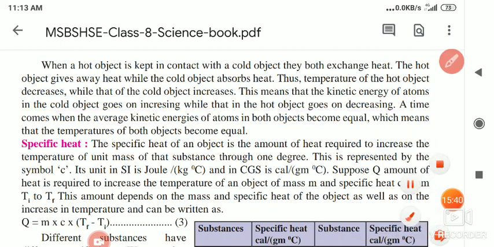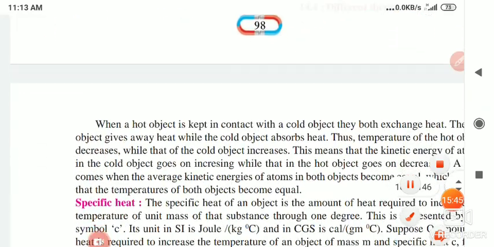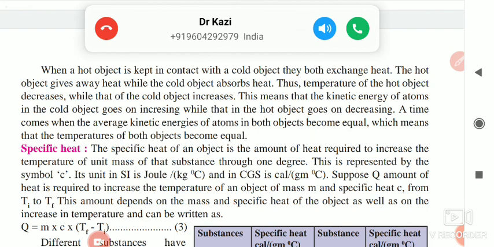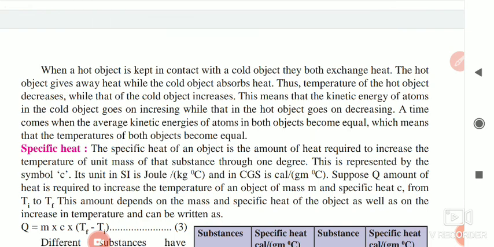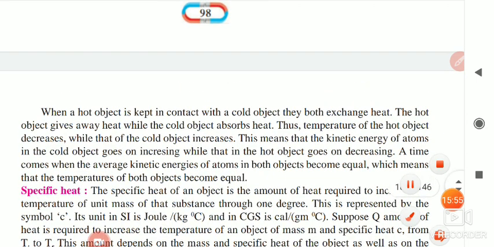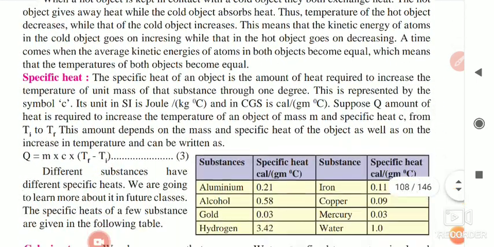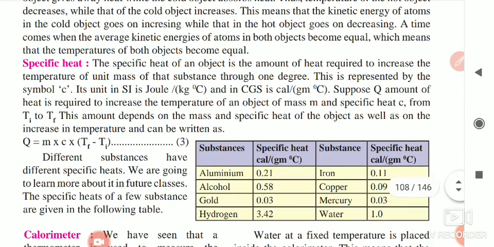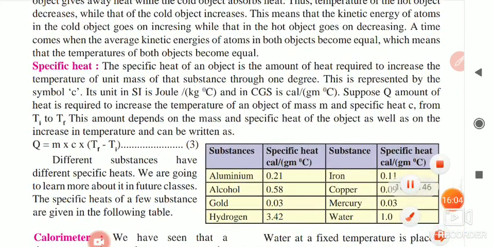So that is today's part, where we understood the different types of thermometers and the exchange of heat. The next part, specific heat, we will see in our next lecture. So today we are going to stop here. The next part of the lesson will continue in our next lecture, and that part is specific heat and how to calculate the specific heat, which I will teach you in our next lecture.